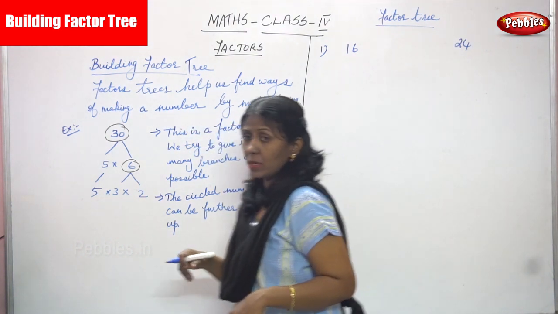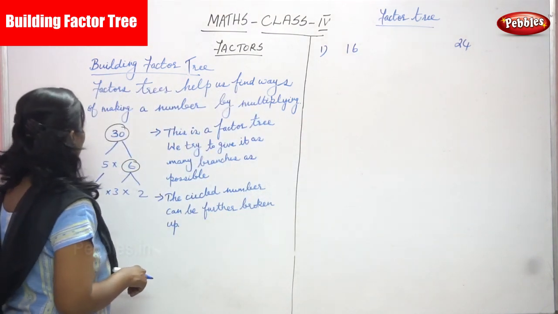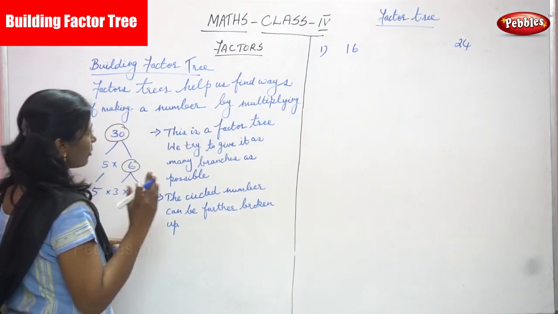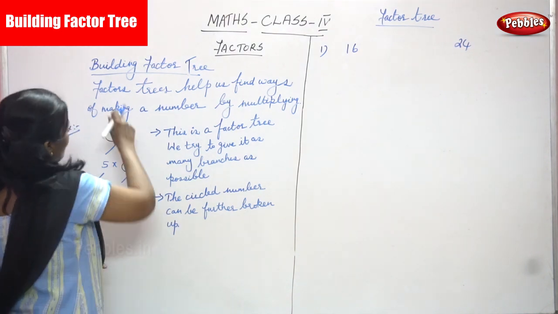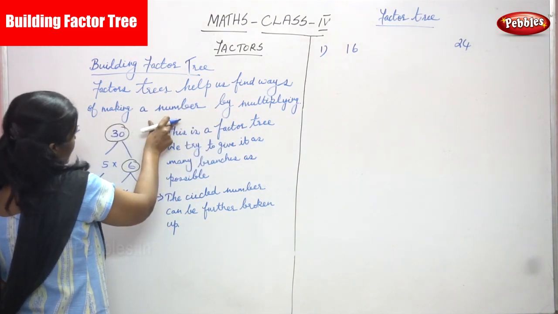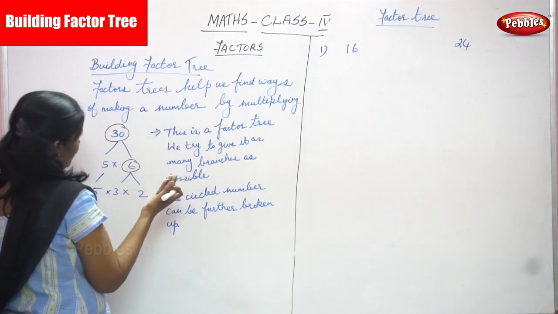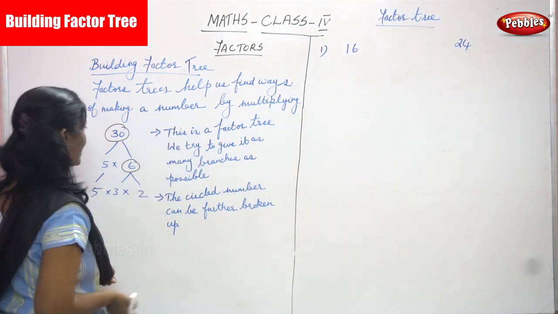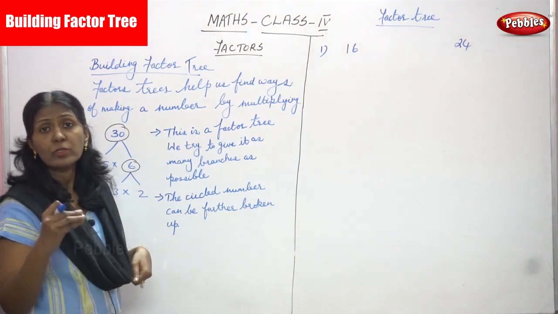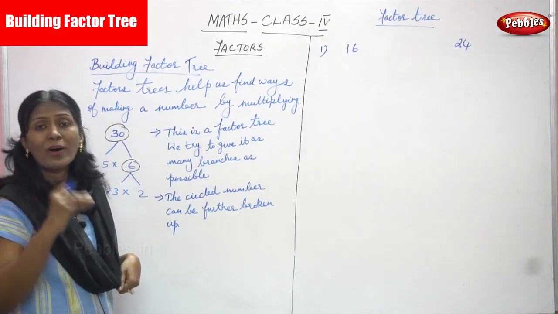Now I am going to explain building factor tree. For example, some number like 30. We have to find the factor of 30. Factor trees help us find ways of making numbers. Making means creating a number by multiplying. While you multiply, it is creating a number. We are going to find the factor of 30.